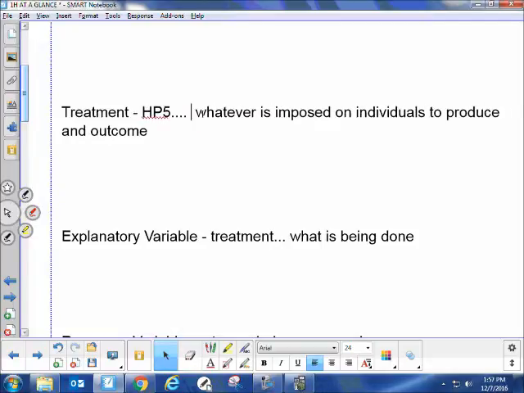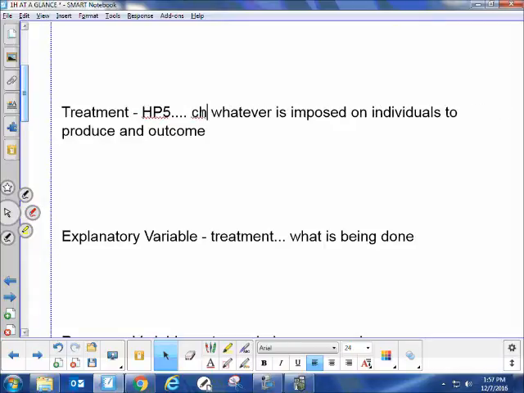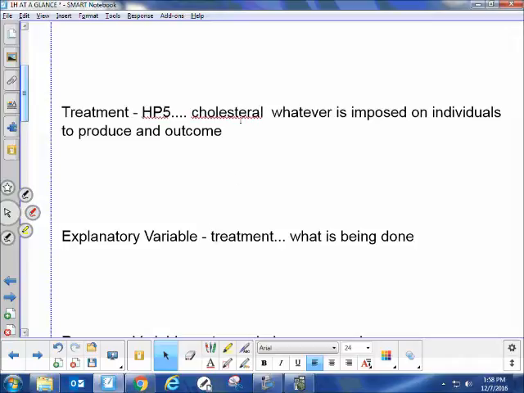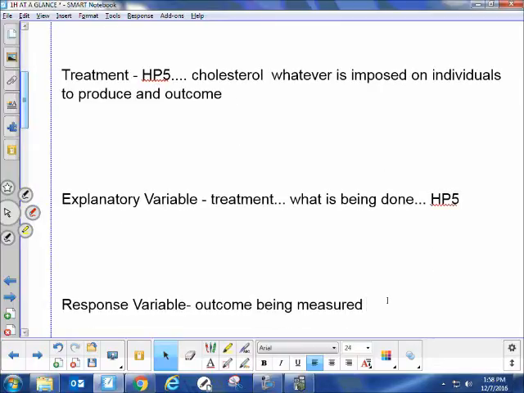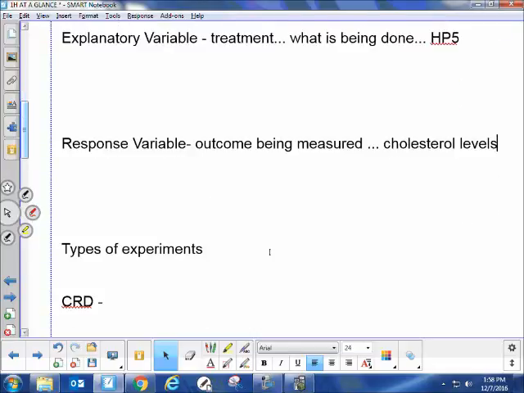I can't spell cholesterol. All right. So explanatory variable would be the HP5, or what is being done, what is being taken. We are asking our patients to take HP5. Response variable would be our cholesterol levels. If they go down with HP5.